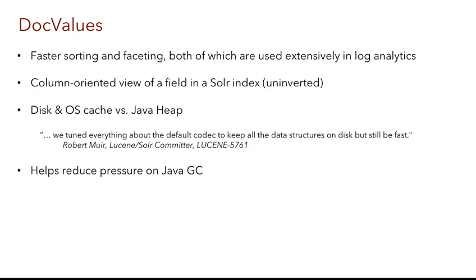5761. I was doing some research on how doc values deal with the disk and things like that. Pretty much, they've tuned everything about the default implementation of doc values to keep it all on disk but still be fast. And what that does is it really helps reduce pressure on your Java garbage collector.